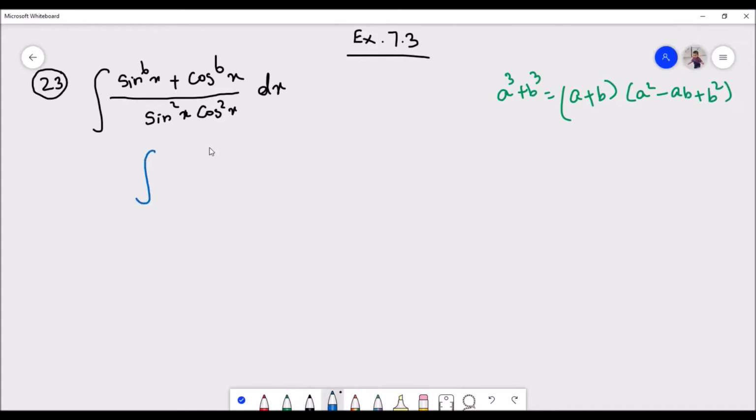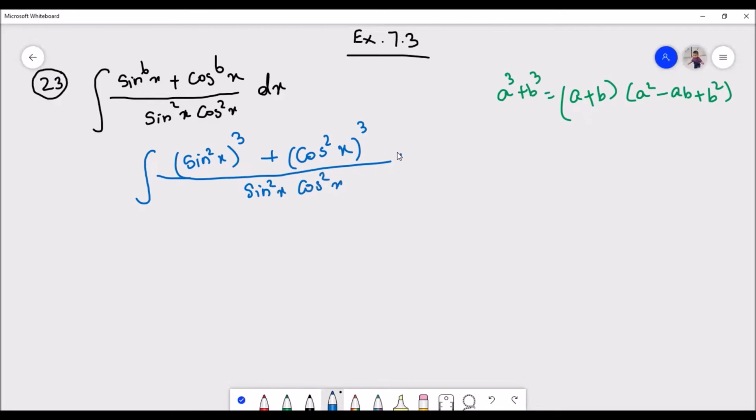So the solution is, first let me write sin^6 x as (sin^2 x)^3. (a^m)^n is a to the power of mn. Now the second term, (cos^2 x)^3, whole thing divided by sin^2 x cos^2 x, not changing anything in the denominator. Now let us use the formula a^3 + b^3 = (a + b)(a^2 - ab + b^2). Here our a is sin^2 x and our b is cos^2 x. So let us use that one.